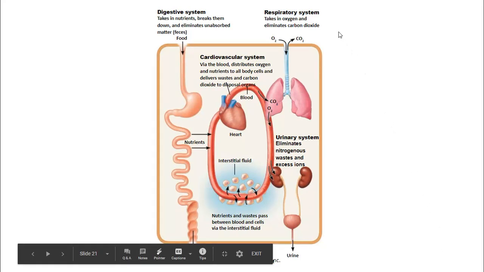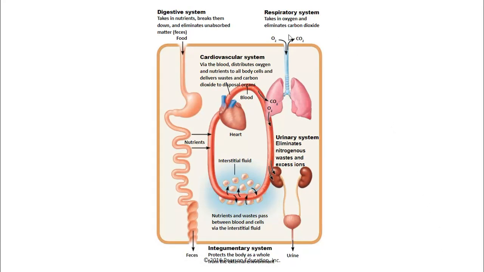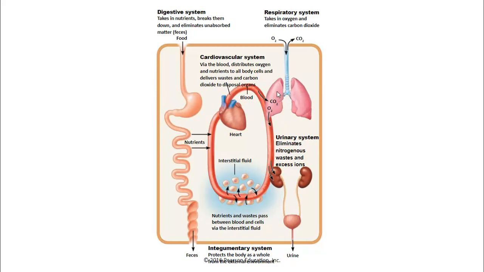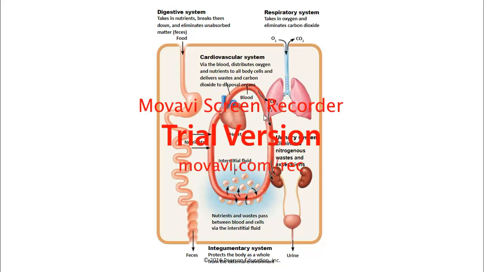So you see right here, you have the respiratory system, okay? That's going to take in oxygen and eliminate carbon dioxide. And remember, all your cells need oxygen to survive. They can't survive without oxygen. And it's the cardiovascular system that's going to transport this oxygen to the other organ systems.